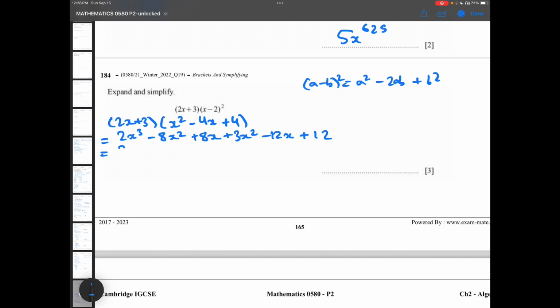Now 2x cube, then minus 8x square plus 3x square is equal to minus 5x square. Now plus 8x minus 12x is equal to minus 4x. And plus 12 is left. So this has been expanded and simplified.